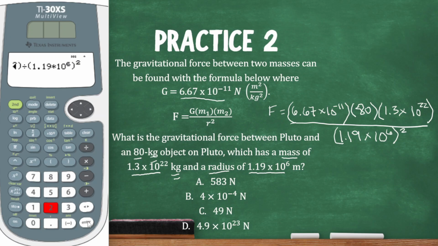I think we've got everything in here. The hardest part of this was entering it all in the calculator. Okay, I've got 48.985, which would round up to 49. So it looks like C is my answer.